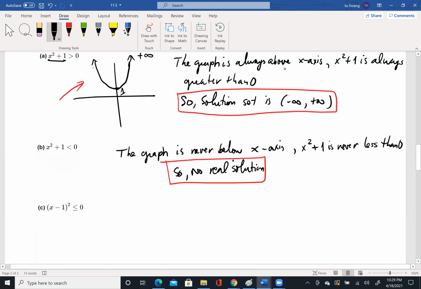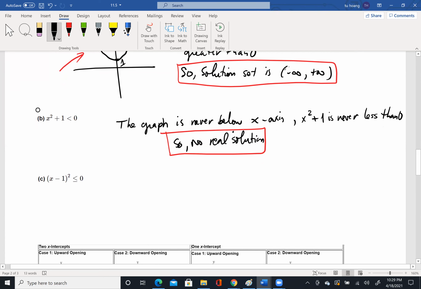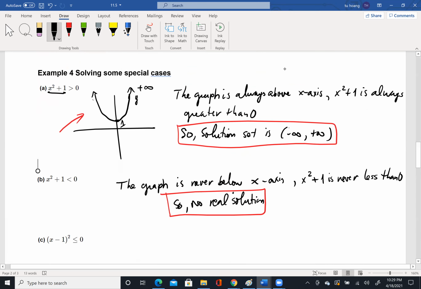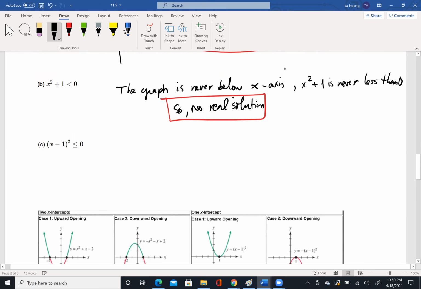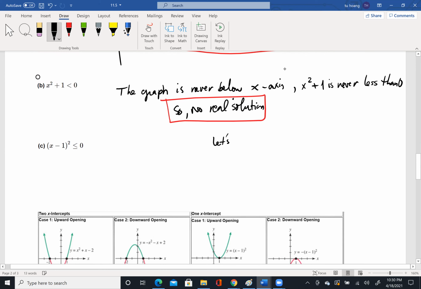For part C, let's see what about this graph. If you know how to graph x minus 1 squared. Actually, for this one I have to write it as y equal to x squared plus 1, right? Let's sketch y equal to x minus 1 squared, and see what happens.